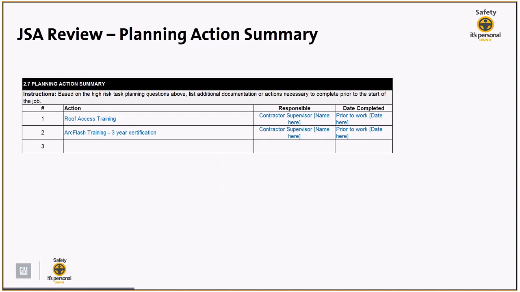In section 2.7, I typically haven't seen this section used a lot, but when you guys do see it used, just take a look. Some things you would expect to see here is a specific action, a specific responsible person, and a specific date, right? So action may be roof access training or arc flash training certification every 3 years. So some type of action that is required from the seller. Keep in mind the seller is using this area to add in additional details.